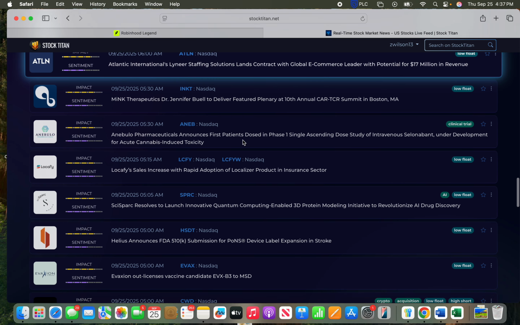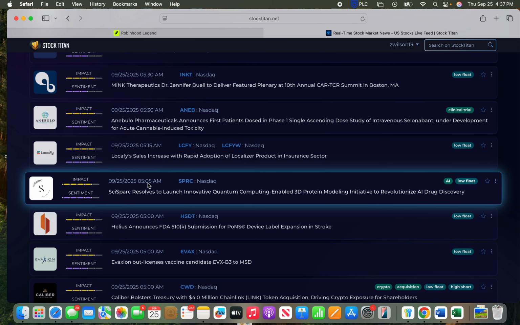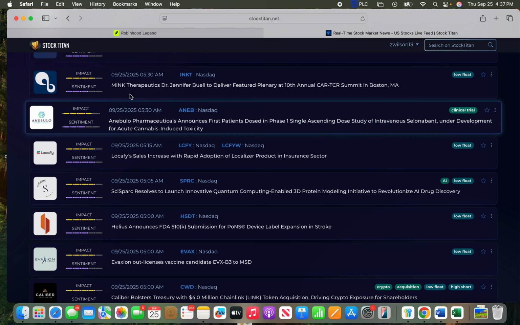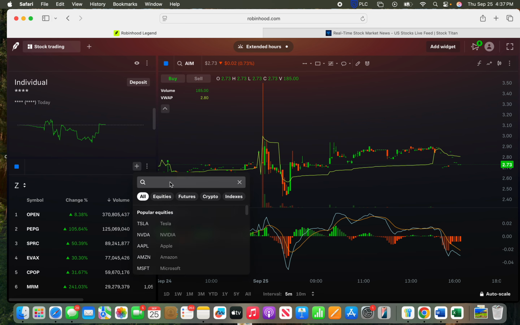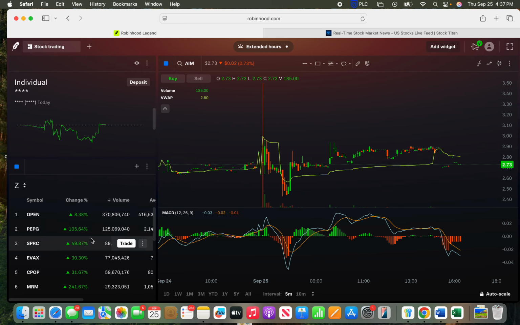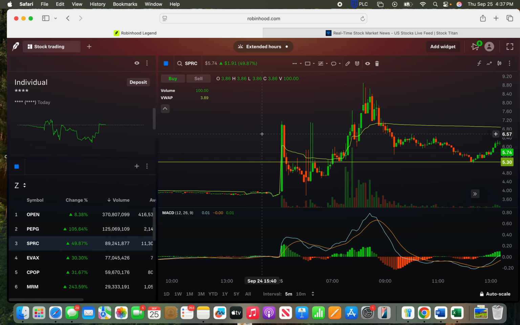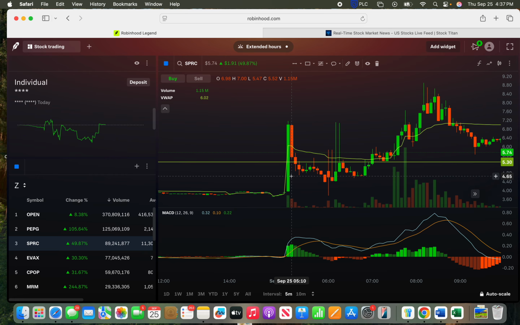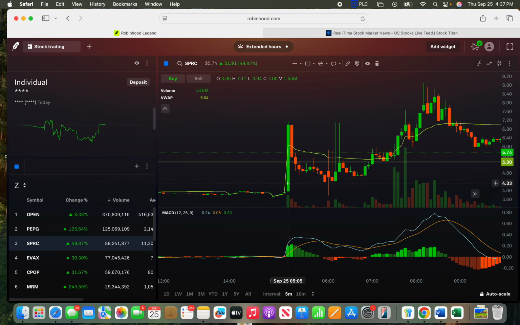So then I'll see this is one that I traded today. This was a really good one actually. It hit the scanner, had an impact of 4, sentiment 4. So then I went and typed it here into Robinhood. I actually traded this one today. And right when that news hit, you can see what happened. That news hit at 5:05, I think it was. That's pretty much when it took off.